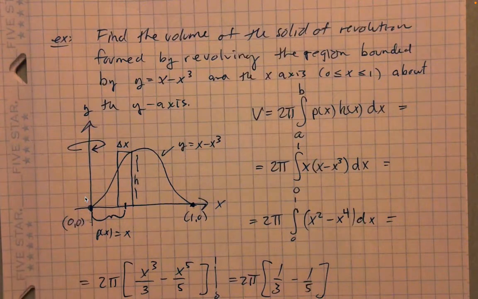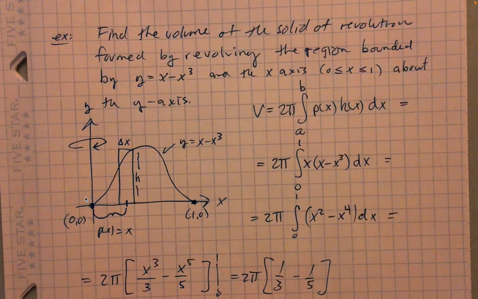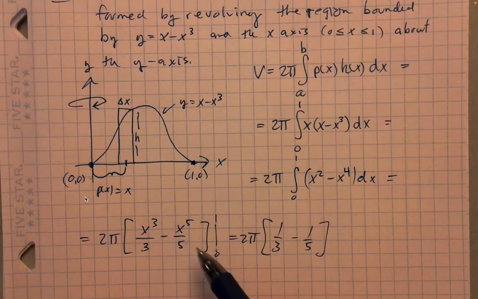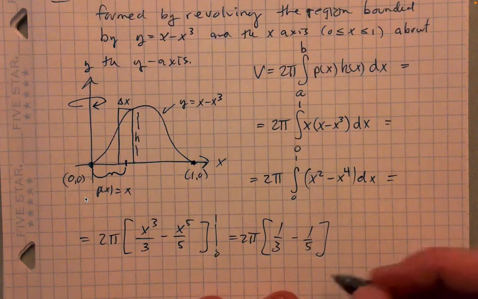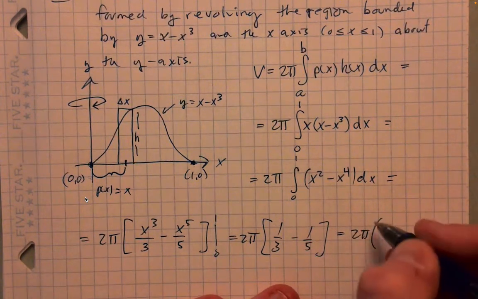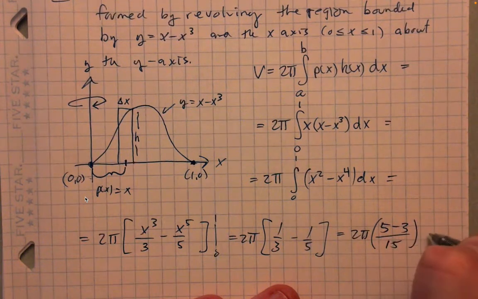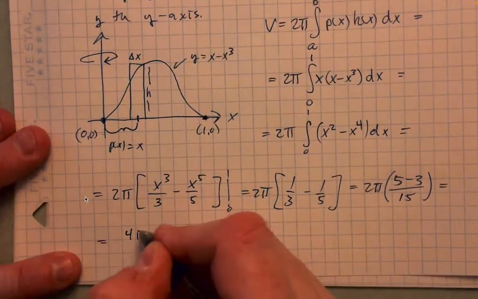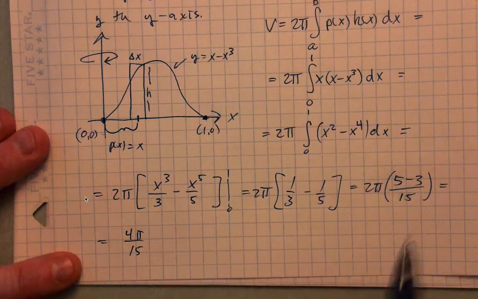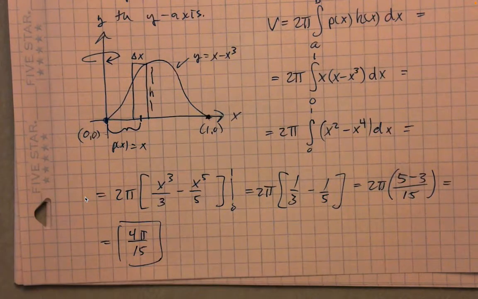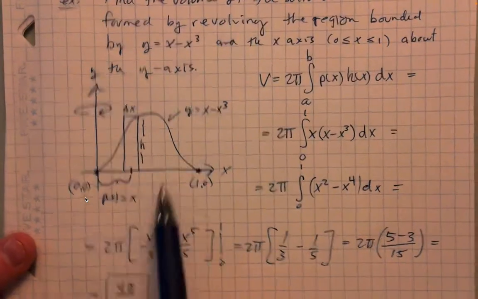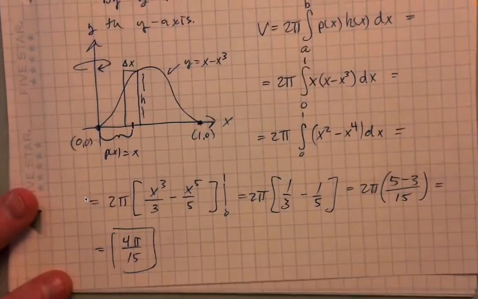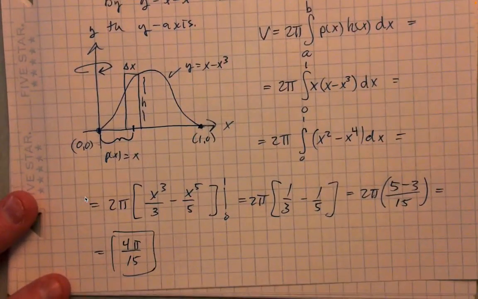And of course, that's also minus the lower bound too. Let's not forget that. So it'd be minus 0 minus 0. Altogether here we get 2 pi, and then it's 5 minus 3 over 15. And so I believe you get 4 pi over 15, right? So 2 times 2 is 4. So that is the volume of this thing here as it spins around the y-axis.